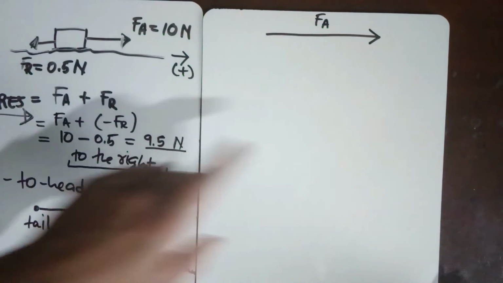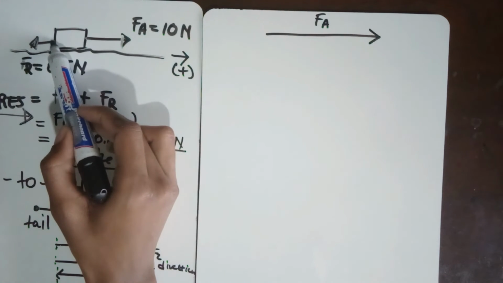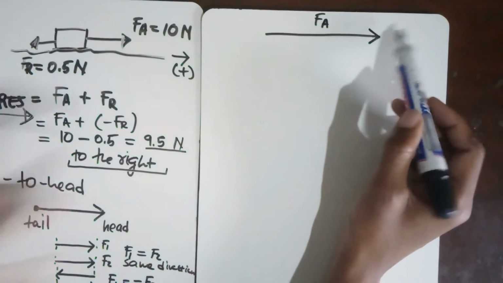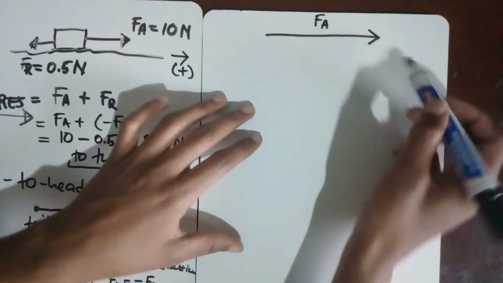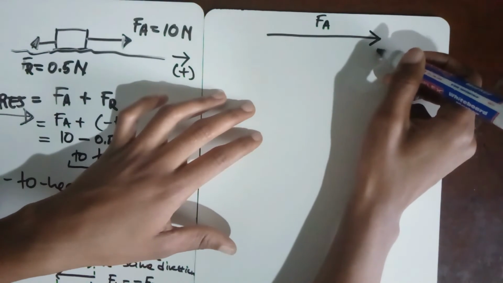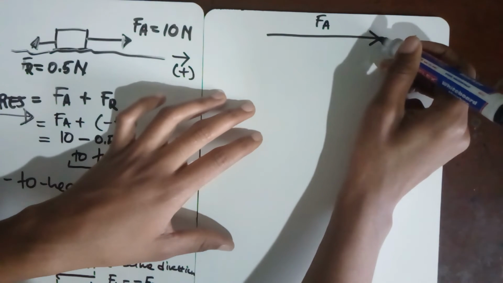So according to the tail to head method, when I draw the second vector, I have to draw the tail of the second vector, which is FR in this case, at the head of the first vector. So this is the head of the first vector. So here I have to draw the tail of the second vector. So the tail of the second vector will somewhat be here. So somebody might say, I can just draw it here.